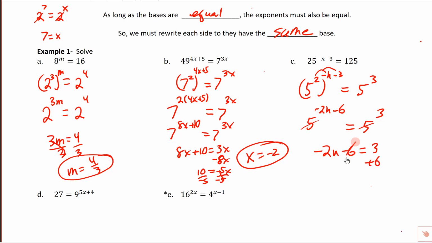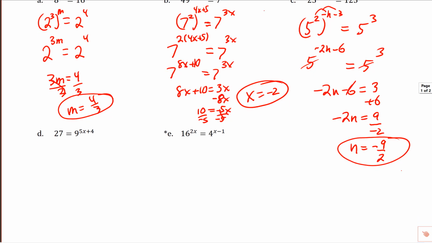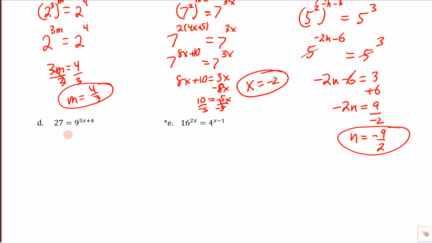And then I'm going to add 6 to both sides. Negative 2n equals, this would be a 9, and I'm going to divide by negative 2, so we get n equals negative 9/2. Again, we're going to leave it that way. We're not going to change that into a decimal or something. Now, let's take a look at these two guys right here.